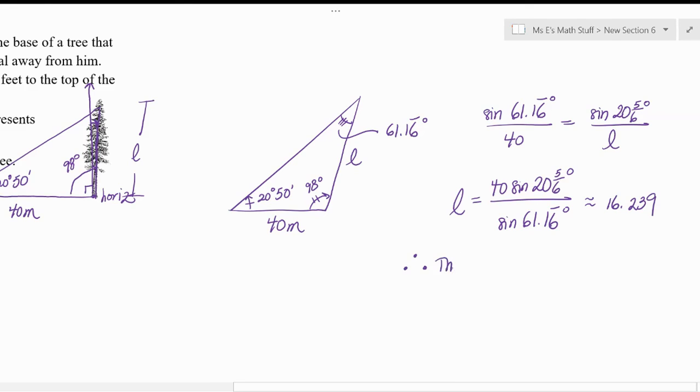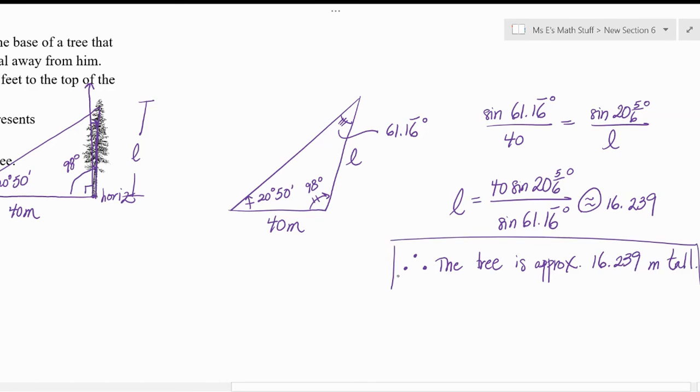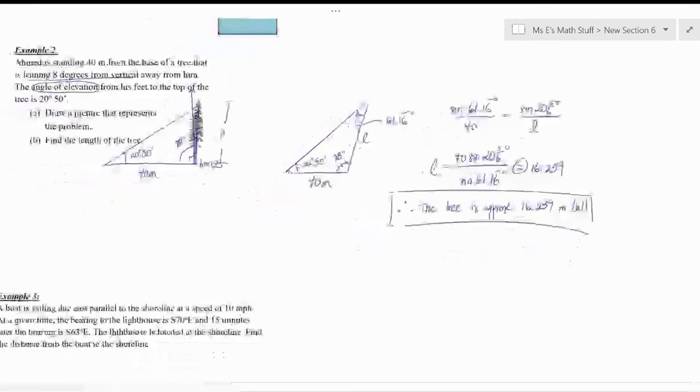All right, I will be looking for you to write a sentence answer, including units of measure. So in this case, we could just say the tree is, now notice this symbol right here indicating that there was more detail to be had. So in words, you would just say approximately, or for short, you could say approx. So approximately 16.239 meters tall. There we go. All right, my friends, hopefully that makes sense.